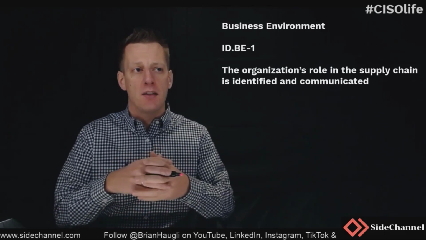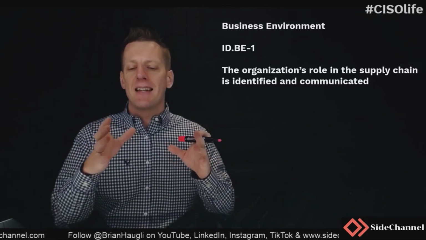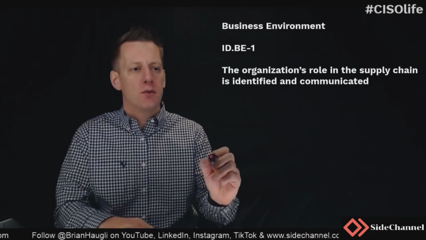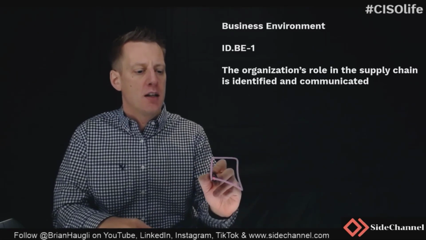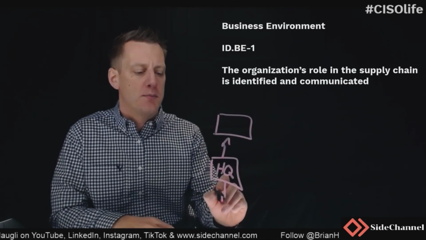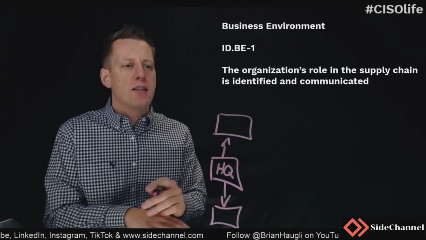The first control, when we look inside of identifies business environment, is the organization's role within the supply chain is identified and communicated. So breaking down these two pieces, when you look at your organization and where it sits, let's say this represents your org, you have upstream and you have downstream. Within critical infrastructure, whether it's manufacturing, defense industrial base, whatever have you, this is key to know.